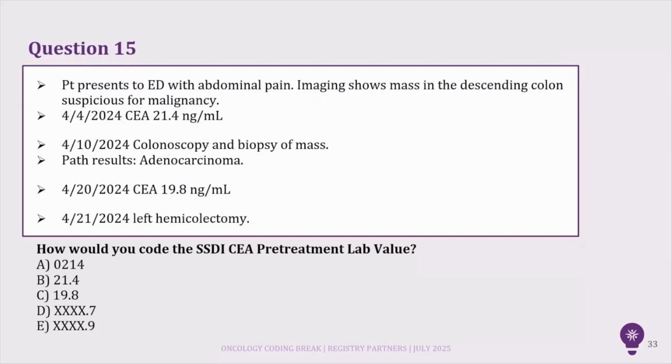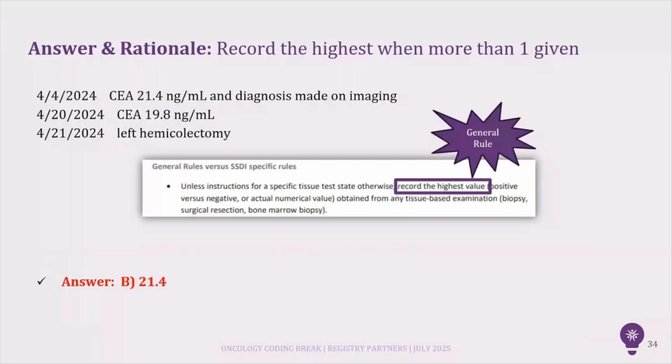So whenever you're given more than one value, the general rules tell us to record the highest. So in this case, the highest was the 21.4.